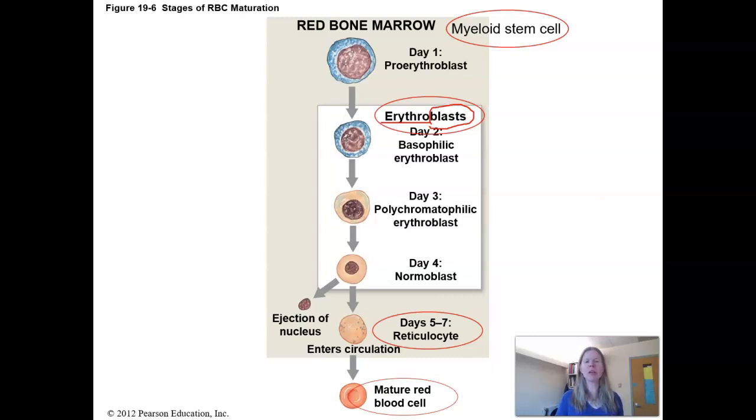And then right before the cell enters circulation, it's actually going to ditch its nucleus, right? So I said it kicks the nucleus out. And at that point, it becomes what's called a reticulocyte, right? That reticulocyte is actually going to be the cell entering circulation. So they do enter circulation before they're fully mature. And then you have this mature red blood cell.